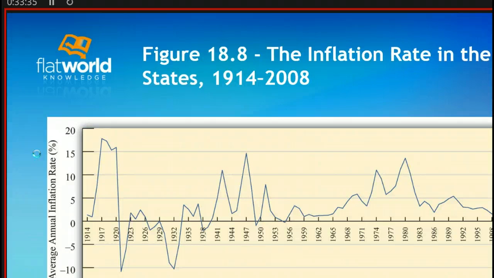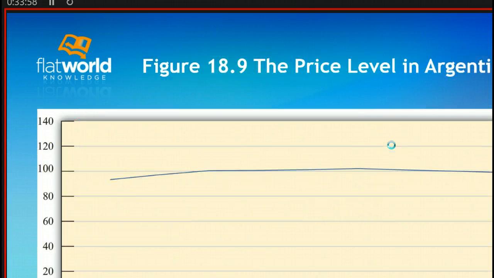Looking over the past 100 years or so in the United States, we see that the inflation rate measured by the CPI has gone all over the place, especially in the early part of the last 100 years. It has certainly stabilized in the last 20 years or so. In Argentina, in just a particular 10-year period, we find that the price level was a little bit more stable than we see in the early years of the United States.